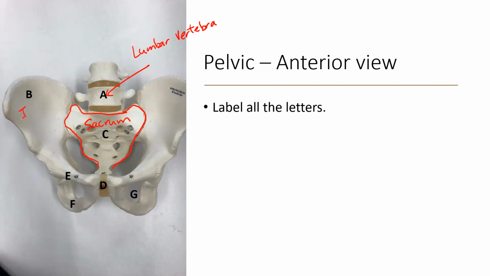Ilium here with the iliac crest. E is the pubis. And connecting one pubis to the other on the other side is this cartilage right here in between. That is the pubic symphysis.